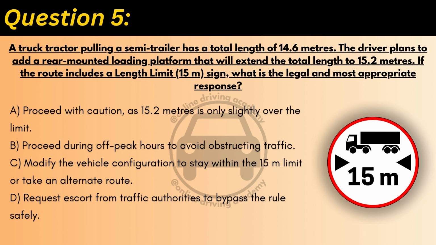With option C, it says modify the vehicle's configuration to stay within the 15 meter limit or take an alternate route. Now that is the correct answer. So option C will be your correct answer.